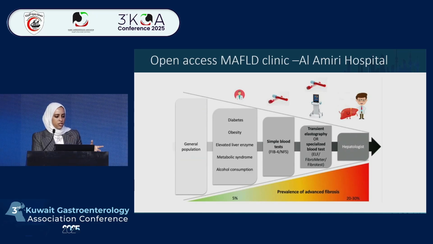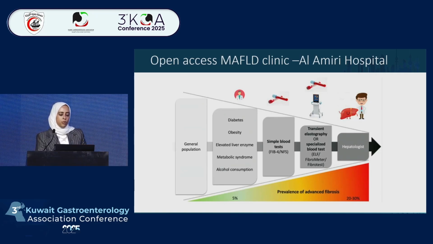So the general population approaches the GP and they screen them. If they're diabetic, obese, have elevated liver enzymes, metabolic syndrome, or even if they consume alcohol, they would calculate their FIB-4 according to the blood test that's done at the GP level. And then those patients with a high FIB-4 score are referred to us at the open access MAFLD clinic where they get an automatic fibroscan.